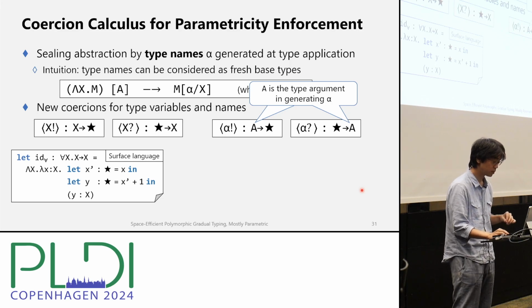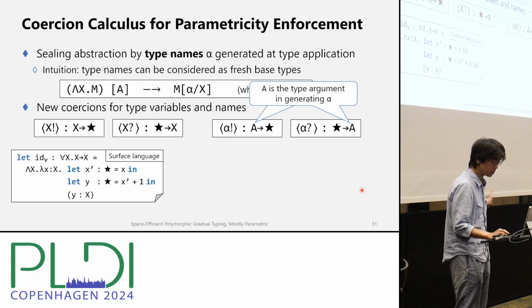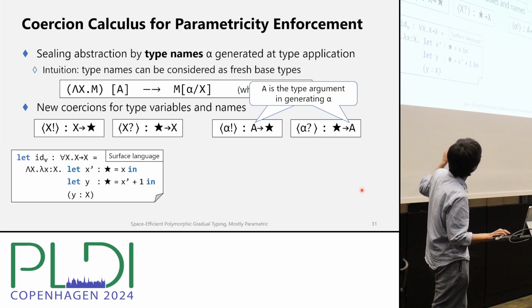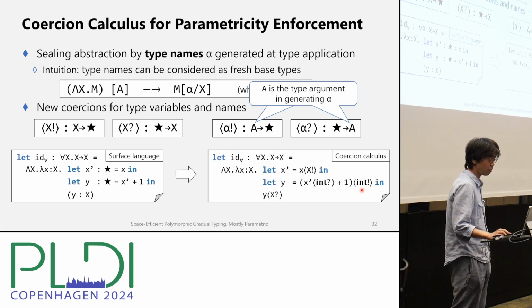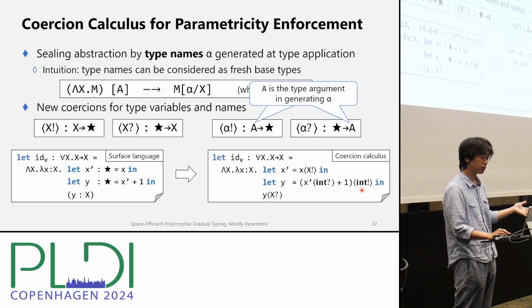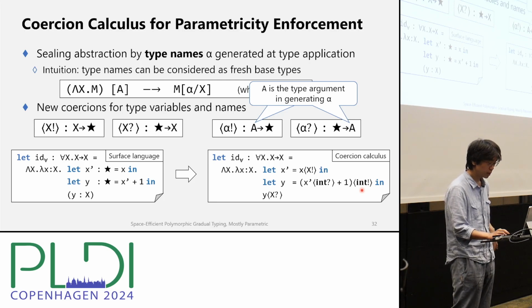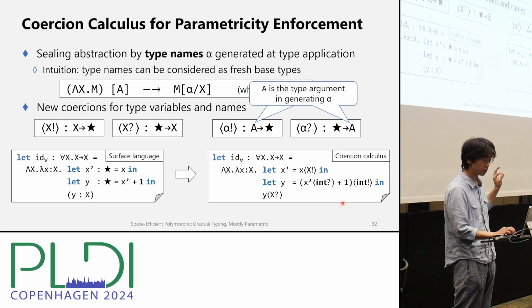Let's see one example here. This is an example that does a dynamic type analysis within the function body. So this program is represented like this one in coercion calculus. So here x bang and so on is inserted.